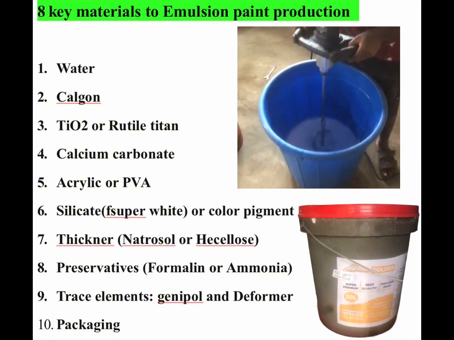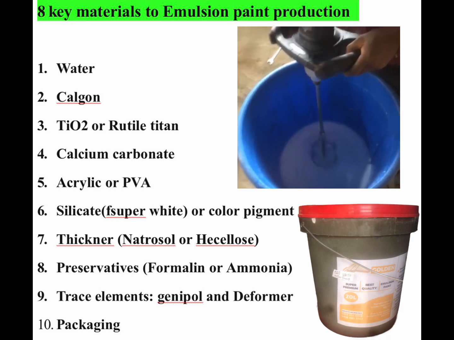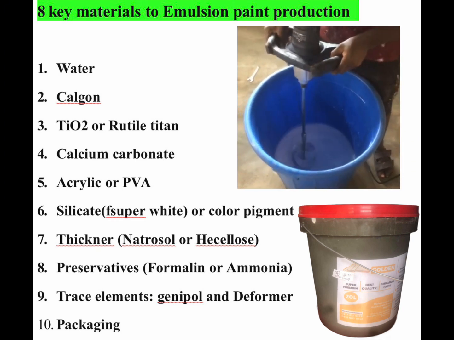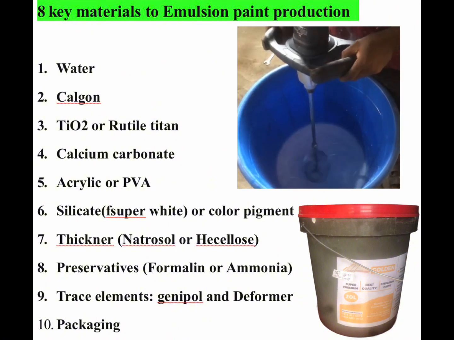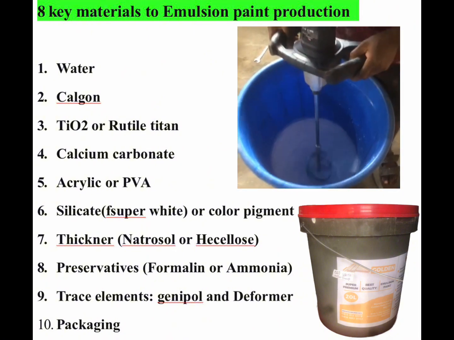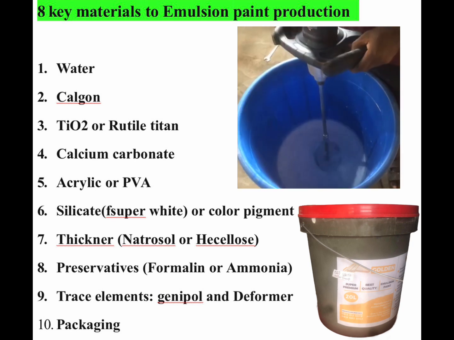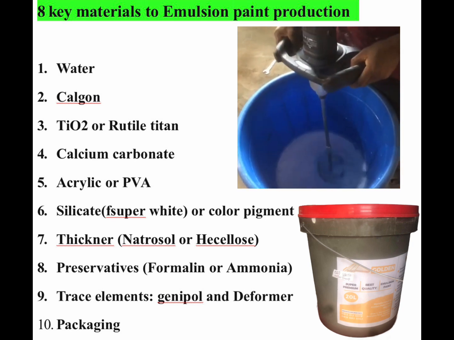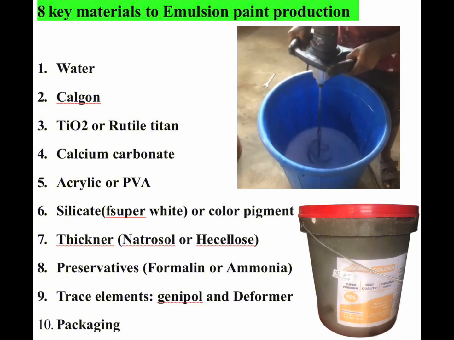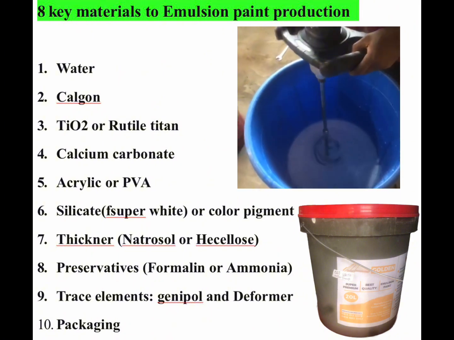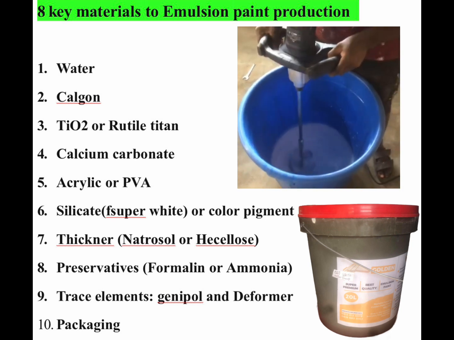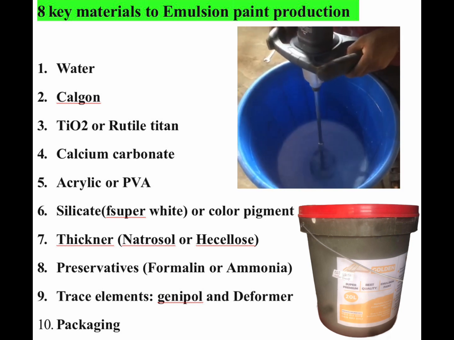First is water. It is called emulsion paint because it is flat, it is water-based paint. So the first thing that you need is your water. After your water, is argon. Argon has the ability to dissolve every other chemical that you are going to add to your paint. So I add it first. After the water, the first thing that I add is argon.